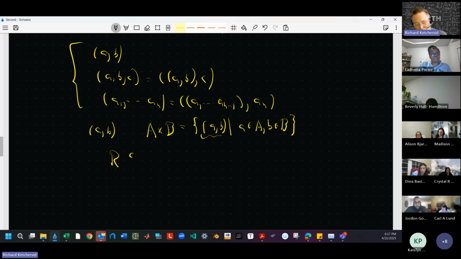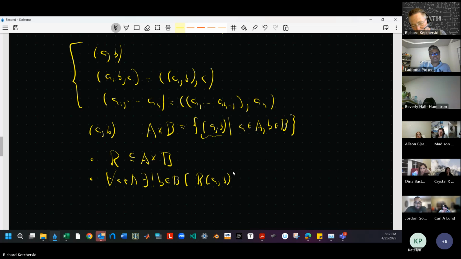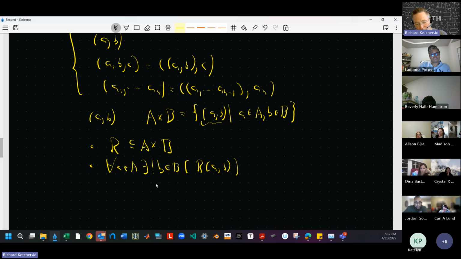I can look at a relation, which is a subset of A cross B, with some properties, the property being that for all A in A, there is a unique B in B such that R(A, B) holds. So usually we would write this R. When we have a situation like that, this is really a function. So I could usually write F of A equals B if and only if R of A, B holds.